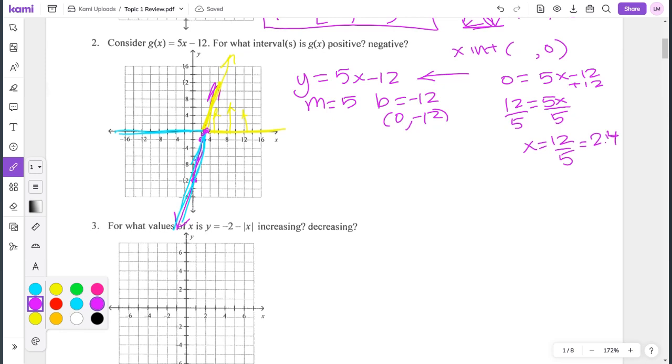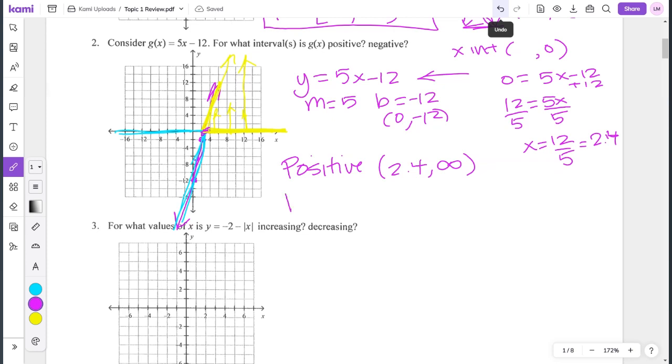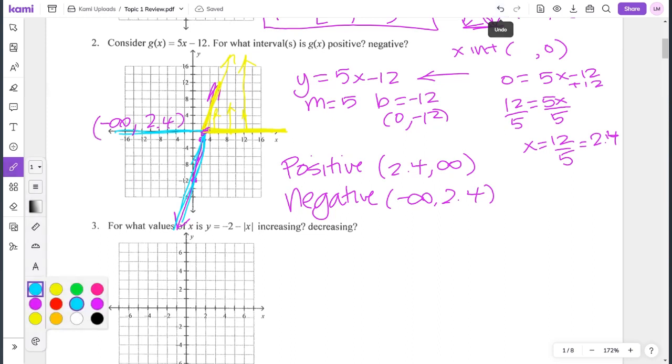All right, so that's where this is. So that means it's positive where it's yellow, right? That's above the x-axis. So from 2.4 to infinity, any x I choose over here, I'm going to get a y value that's above the x-axis. So it's positive from 2.4 to infinity, and it's negative from negative infinity to 2.4, just following along this blue. Any x value I choose here, my matching y value is down there.